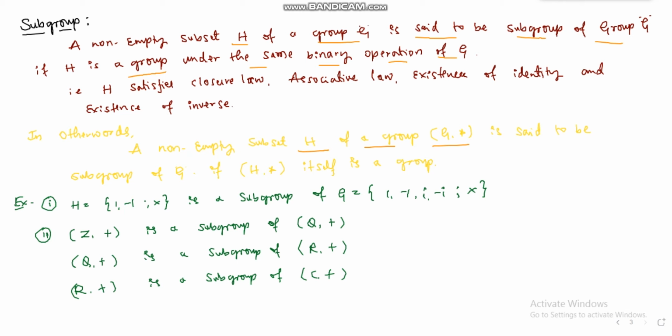For example, H is equal to 1 comma minus 1 under multiplication is a subgroup of G is equal to 1, minus 1, i, minus i under multiplication. And the second example is here: integers is a subgroup of rational numbers, rational numbers is a subgroup of real numbers, and real numbers is a subgroup of complex numbers.